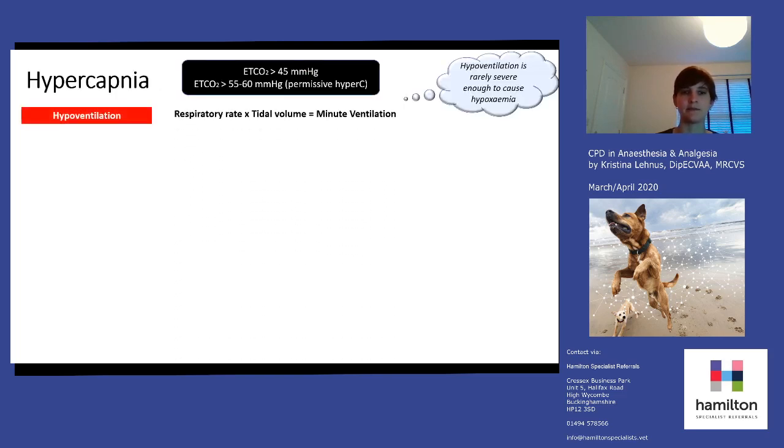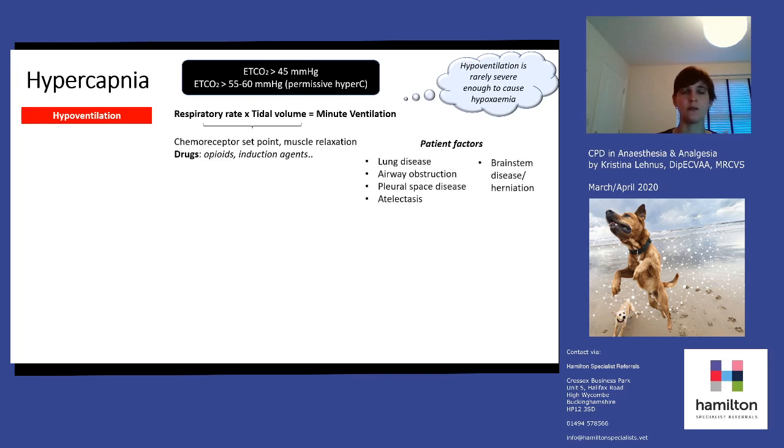So hypercapnia is an end tidal CO2 of more than 45, really, but when you're talking about permissive hypercapnia, which is what we often accept under anesthesia, we're probably above 55 to 60, and we really accept a higher CO2 because, to a certain degree, it maintains our cardiovascular system, and if we're having to IPPV, so provide ventilation, that can have detrimental effects that we're not necessarily wanting to have, for example, reduced venous return.